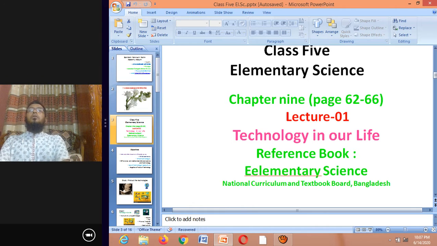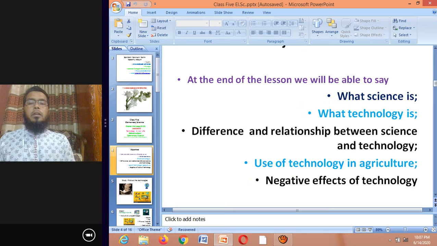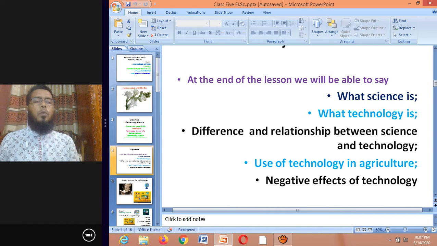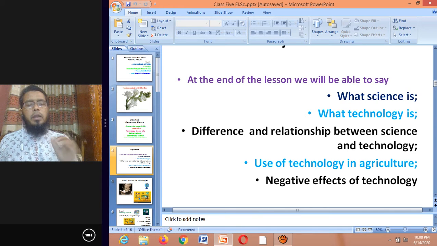And technology in our life is the chapter and objectives. At the end of the lesson, we will be able to say what science is, what technology is, the difference and relationship between science and technology, the use of technology in agriculture, and the negative effects or negative aspects of technology.